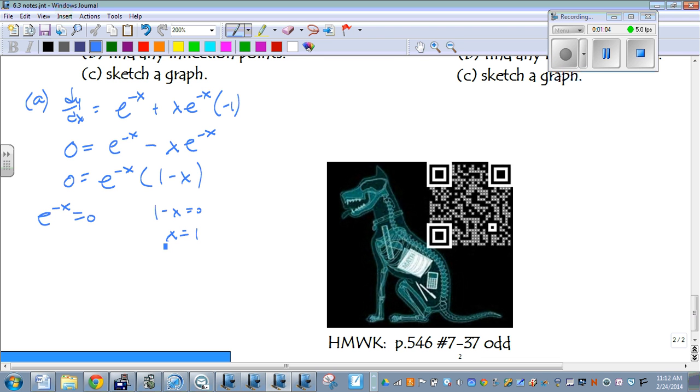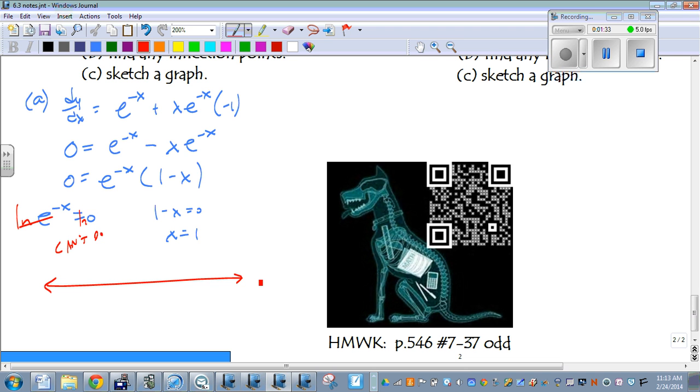That's a critical value. Now, e to the negative x equals 0. To solve that, we can take the natural log of both sides, but not really, because can we take the natural log of 0? No. So these cancel out, but the natural log of 0 doesn't work. So there's no solution, no critical value for that part of our equation. We just have a critical value at x equals 1.